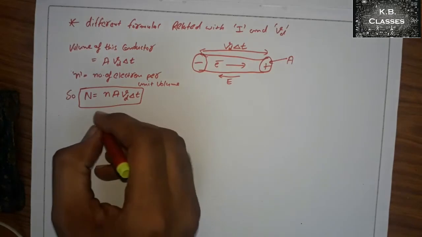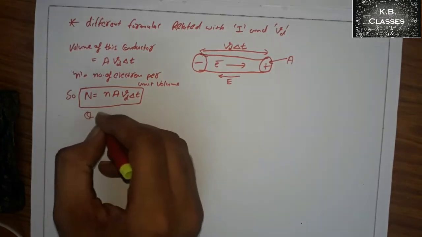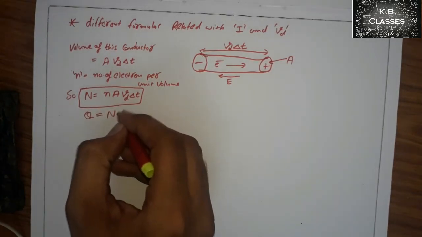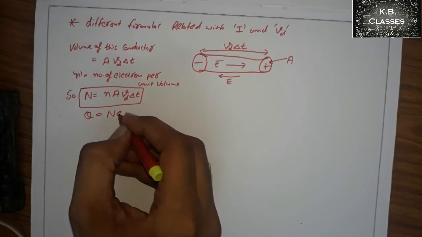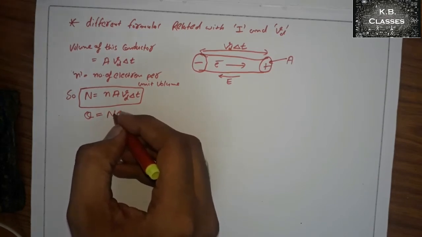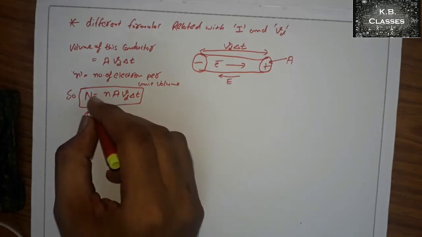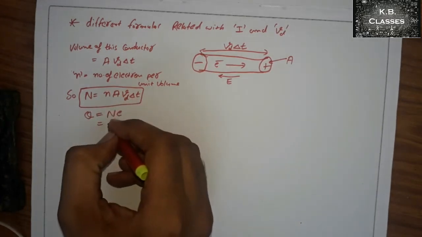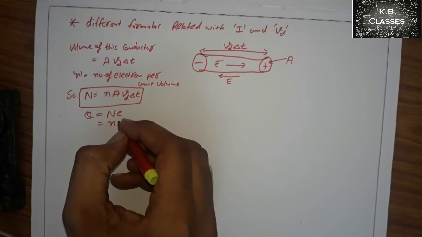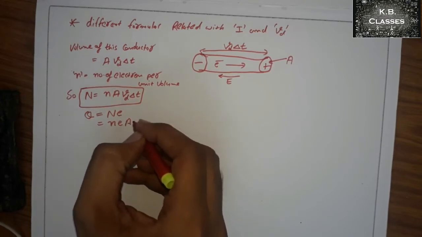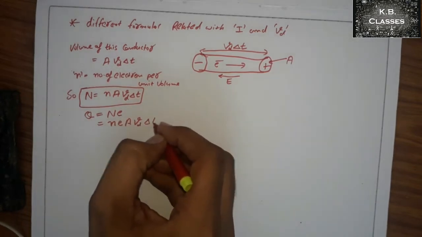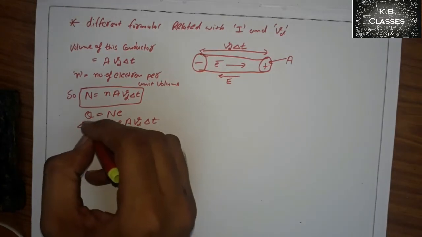Now our aim is to determine the charge in it. The basic formula of charge, we know, is N into e. Capital N represents here the number of electrons, and small e the charge on the electron. So the value of N put from the above equation, we get n e A Vd delta t. This is the formula of charge.